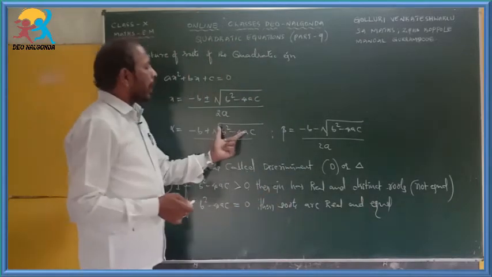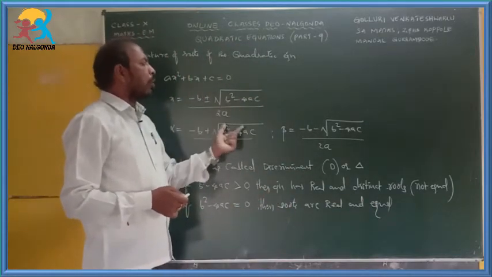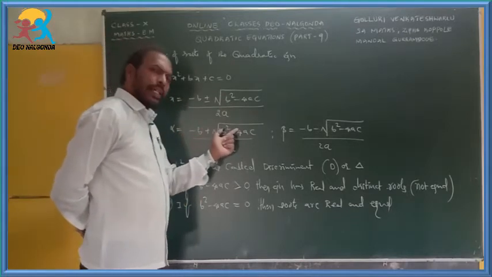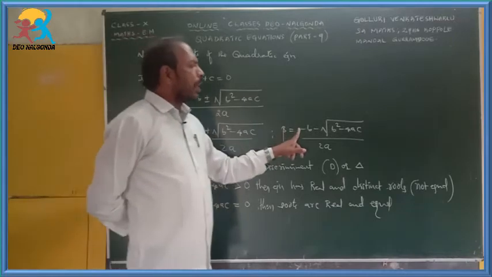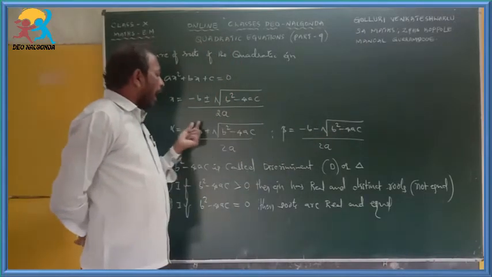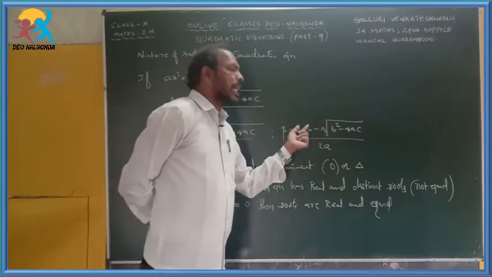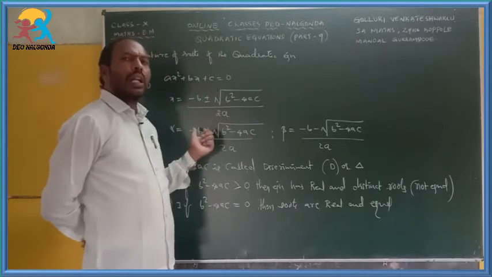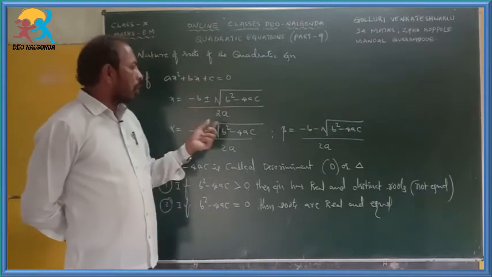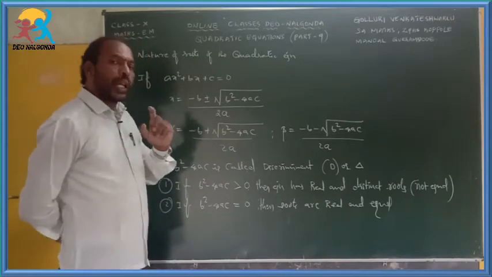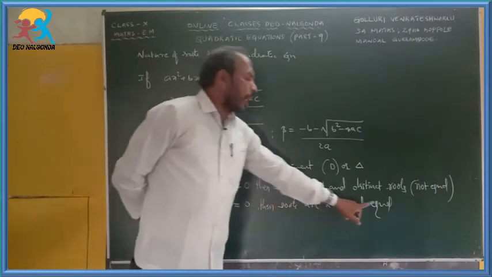Why? Because if b square minus 4ac value is 0, then adding 0 to minus b gives minus b, and subtracting 0 from minus b also gives minus b. So alpha and beta both get equal values. So if b square minus 4ac value is 0, it has two real roots, and those roots are equal.